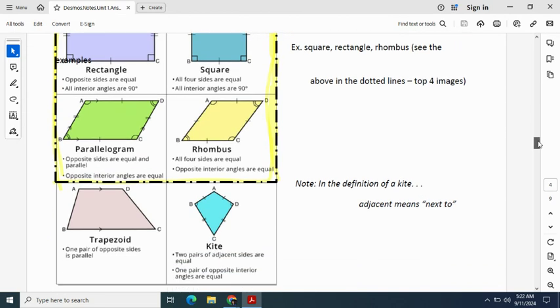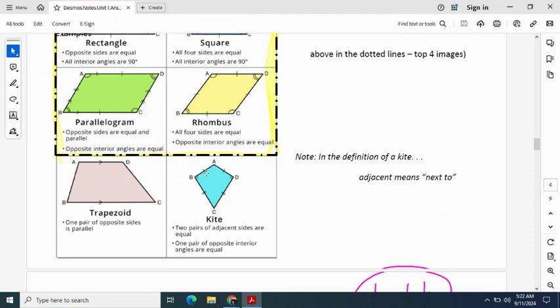Next one, trapezoid. A trapezoid is a quadrilateral with one pair of parallel sides. And the two sides that are parallel are the bases. So side AD, side BC, those are the two bases. You can call one base 1, the other base 2. The height, again, would be perpendicular to the bases.